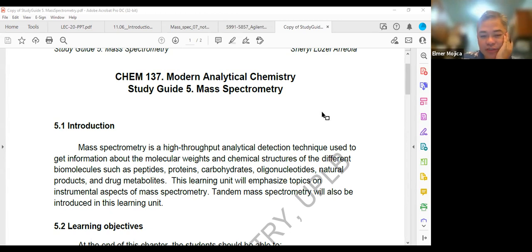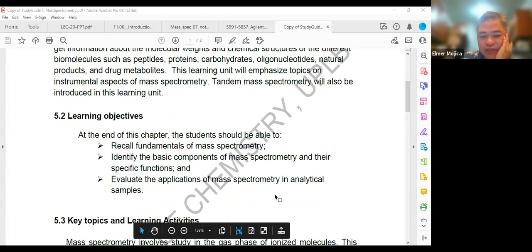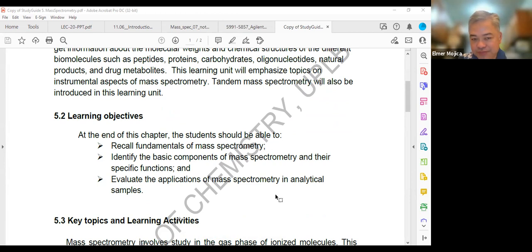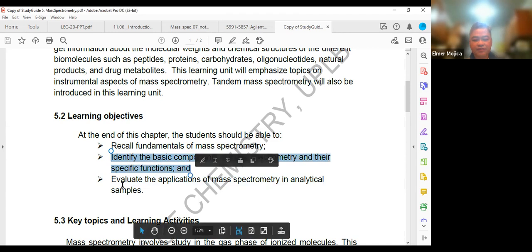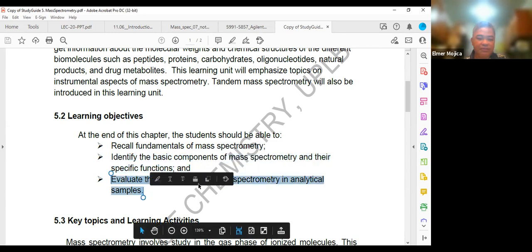and MS is what we call a very useful technique. So if we look at the learning objectives, this is the one that we really need to focus on, because at the end of this chapter or module, what do you intend to know? You're going to recall the fundamentals of mass spectrometry, identify the basic components of mass spectrometry and their specific function, and then evaluate the functions or the applications of mass spectrometry in analytical samples.